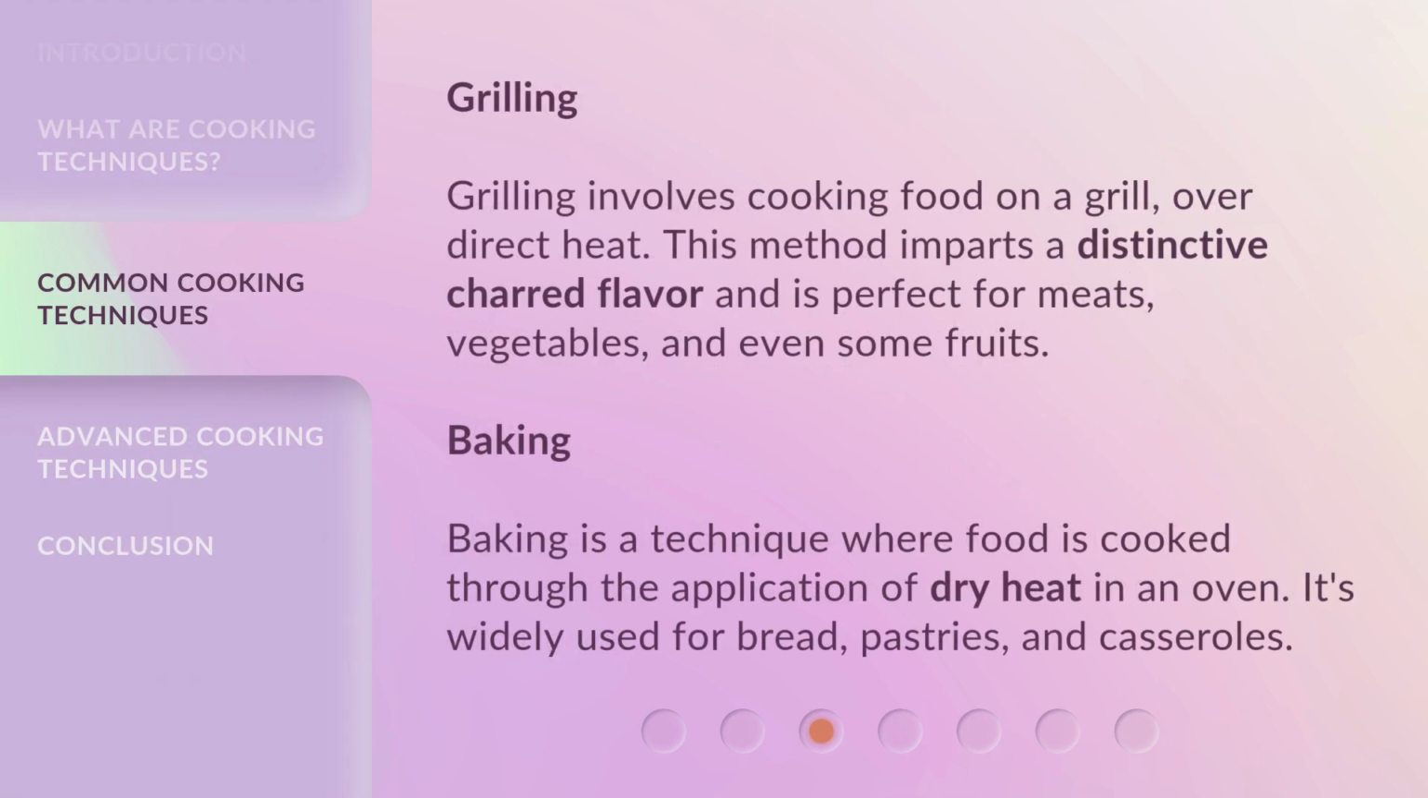Grilling. Grilling involves cooking food on a grill, over direct heat. This method imparts a distinctive charred flavor and is perfect for meats, vegetables, and even some fruits. Baking. Baking is a technique where food is cooked through the application of dry heat in an oven. It's widely used for bread, pastries, and casseroles.